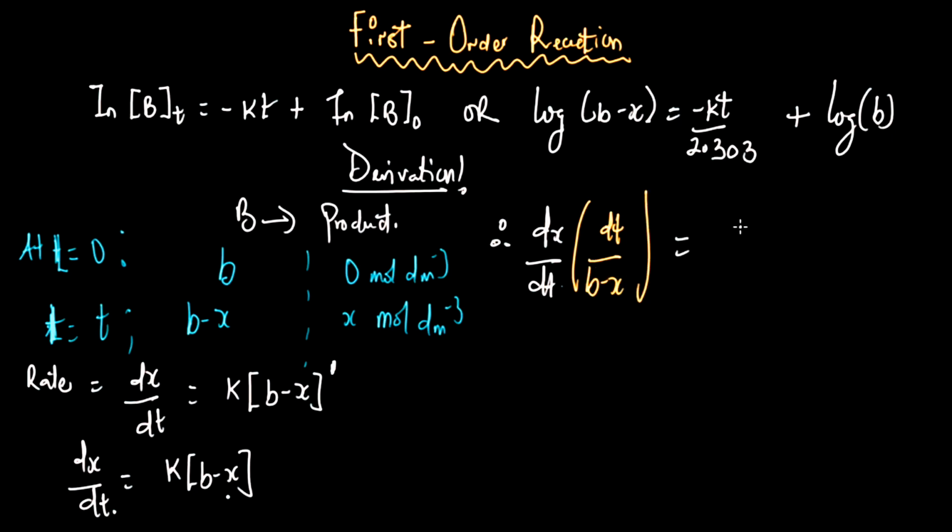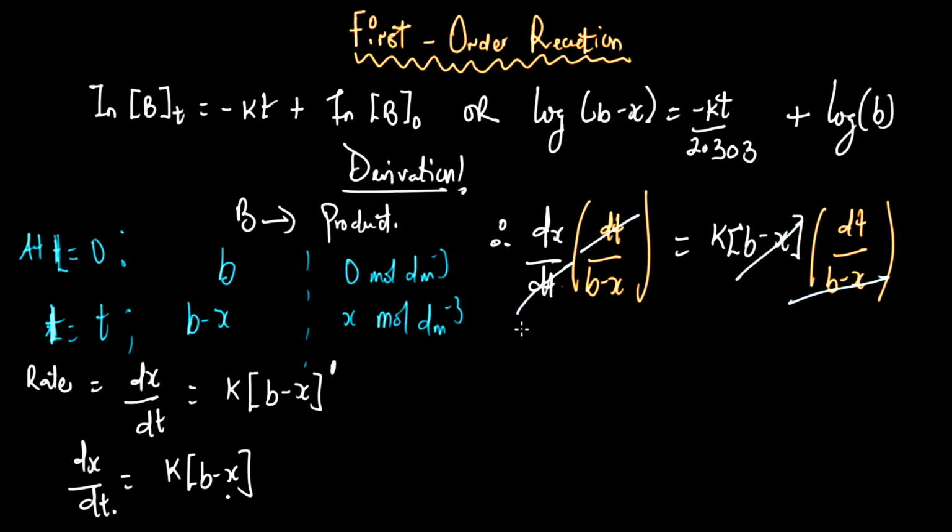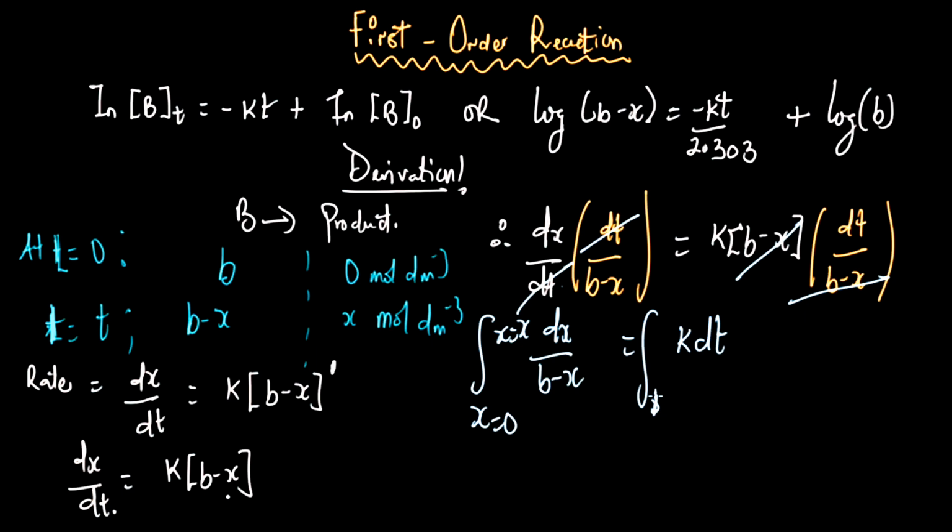So we have dx over B minus x equals k dt, since we expect the (B minus x) terms to cancel out and the dt to cancel out. So let's take the integral of both sides, with x going from 0 to x, and time going from 0 to t.